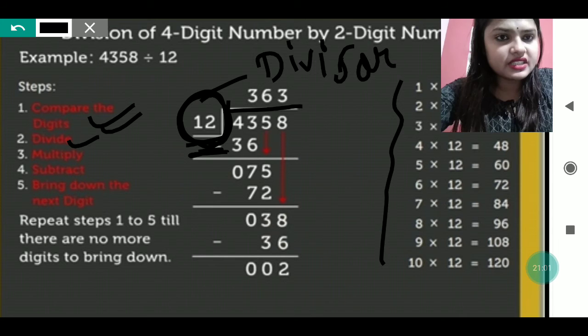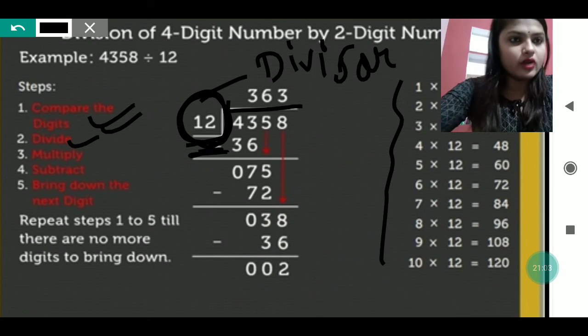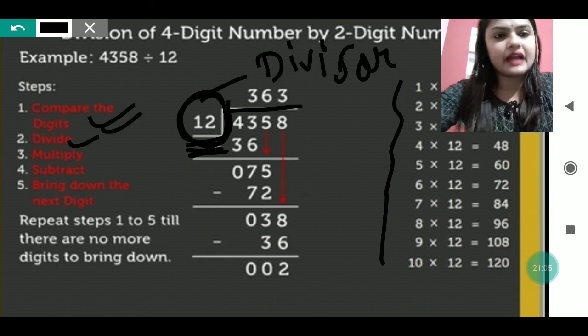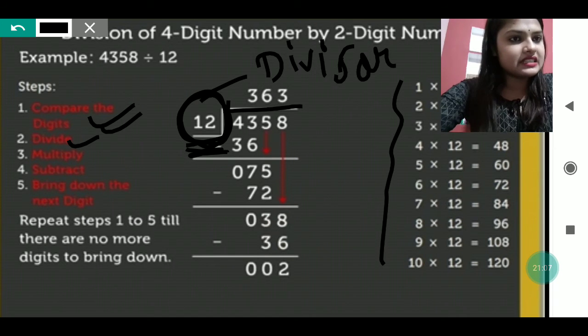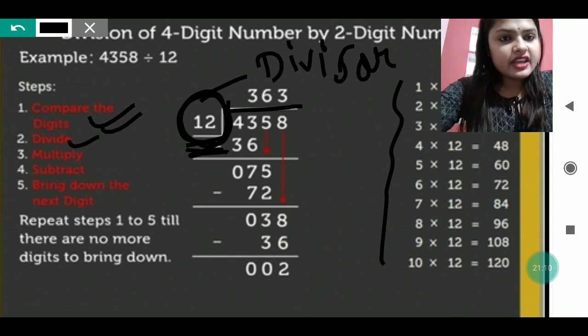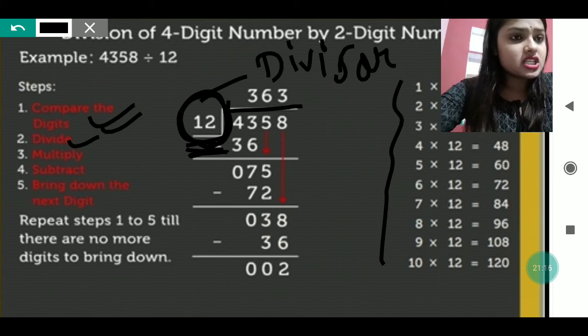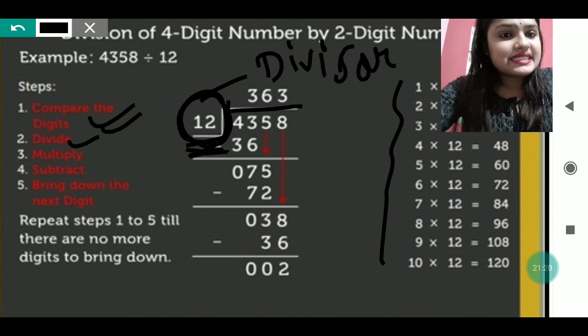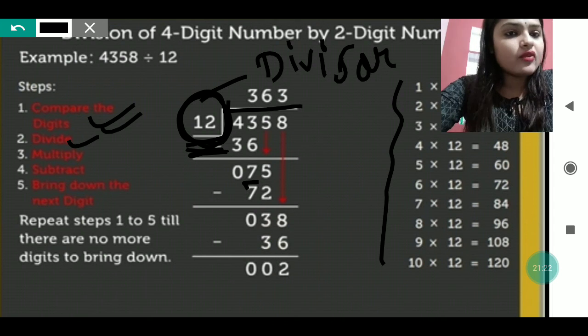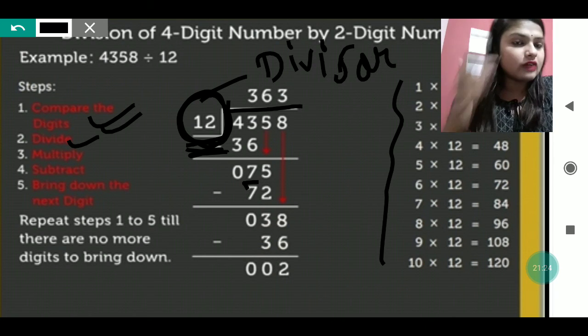Here the sign of subtraction is given, though you are not able to see it, but here we will subtract. 43 subtracted by 36. What will you get? 3 minus 6 is not possible, so it will take one carry. So 13 minus 6 will be how much? It will be 7. So 7 we will write downside, nothing will be carried.